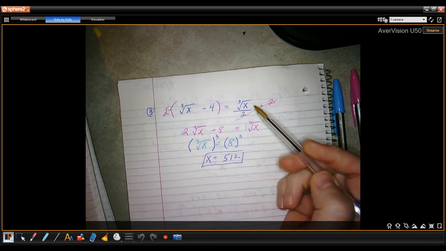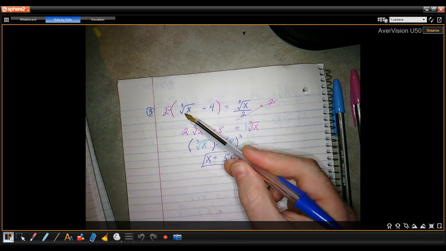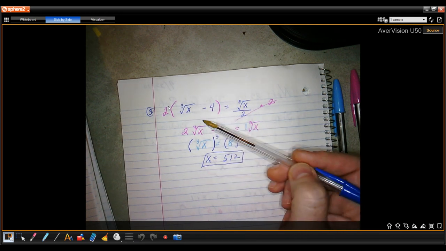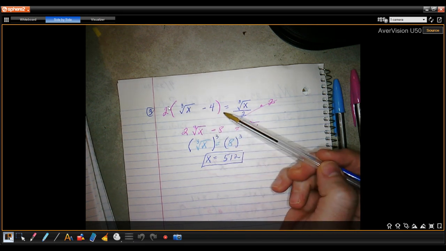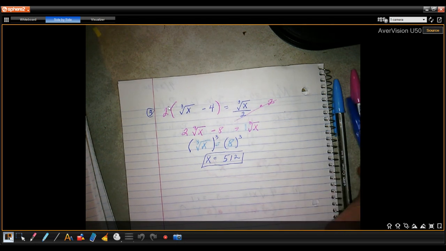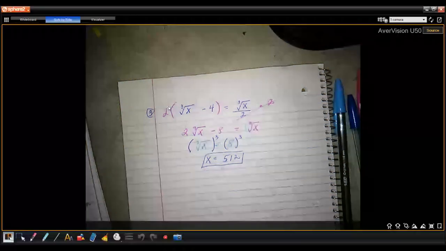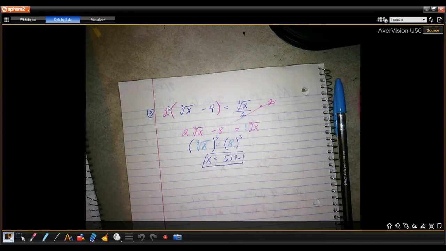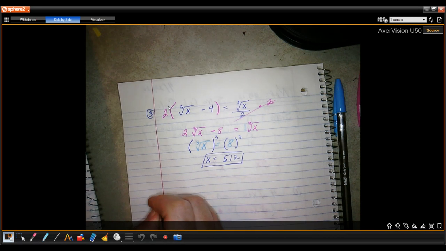Now, if you wanted to move this over here, that would have been 1 minus 1/2, so it would have been half cube root of x equals 4, and you could have worked it out that way too. Either way is right. I was just getting rid of the fractions. Now, I'm going to give you 2 examples to try on your own.